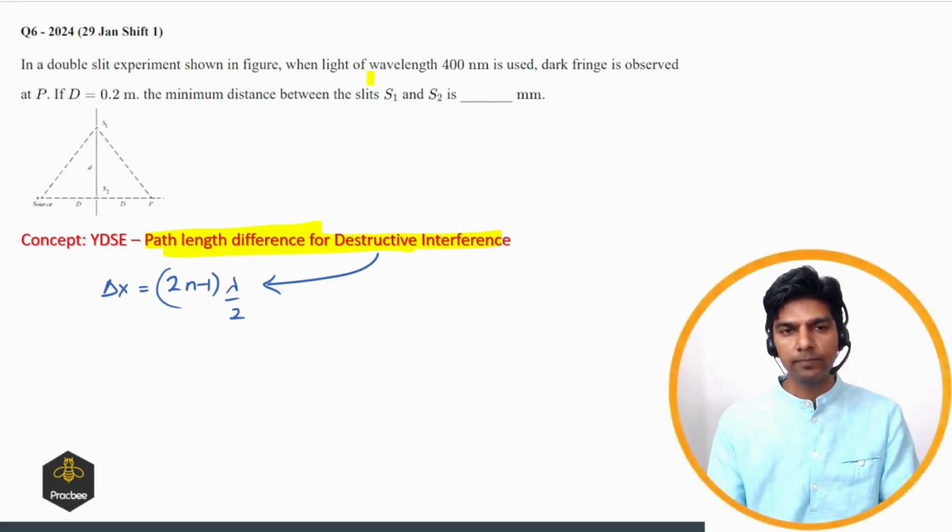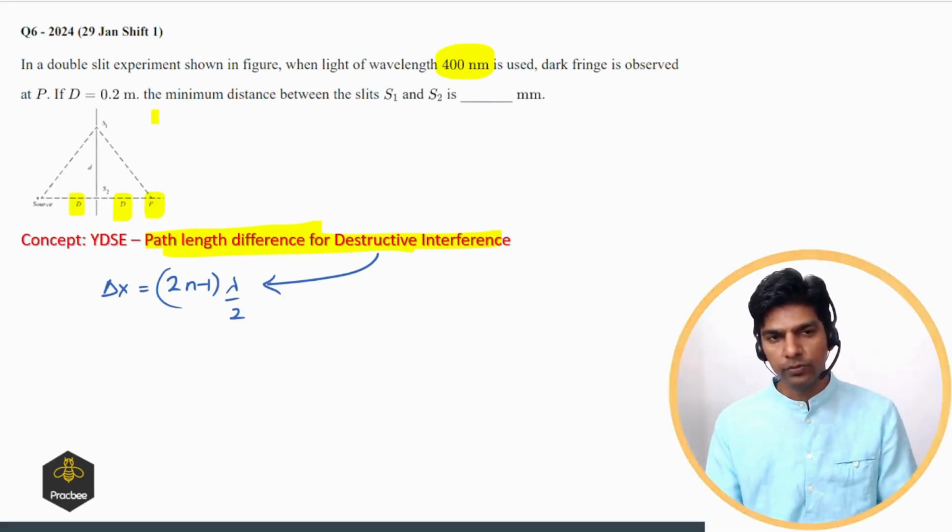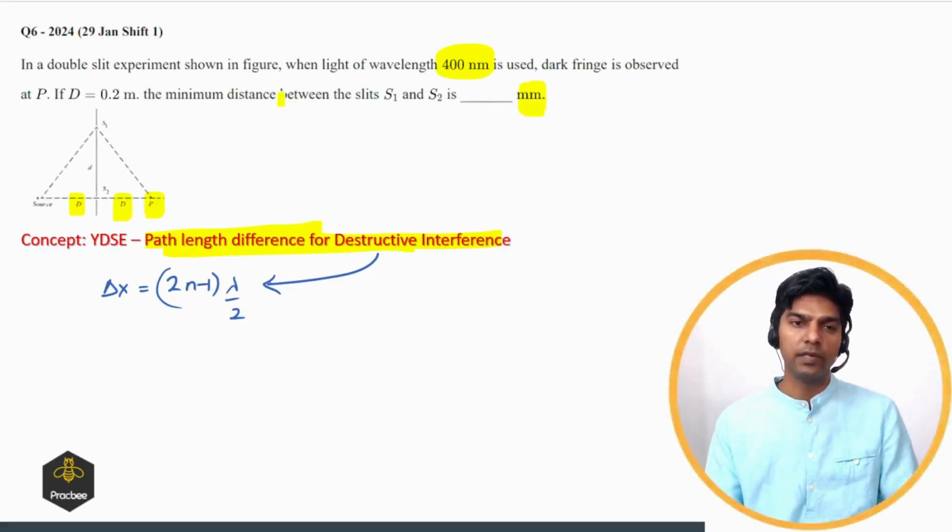In YDSE, the Young double slit experiment, light of wavelength 400 nanometers is used. The dark fringe is obtained at P. So this is point P, and capital D is given as 0.2 meters. The minimum distance between the slits S1 and S2 is, so we have to find the answer in millimeters.